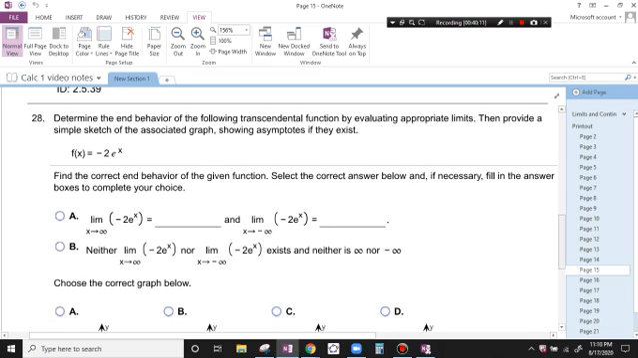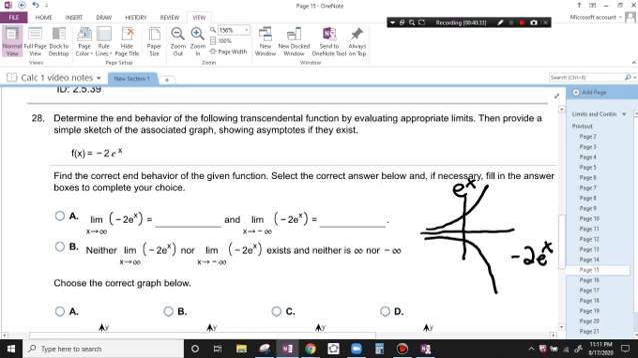Determine the end behavior. Again, just learning about e to the x. So e to the x does this. But now I got a big old minus sign in front of it, right? So this is e to the x. So minus e to the x flips it over the x-axis. So minus 2e to the x flips it over the x-axis.